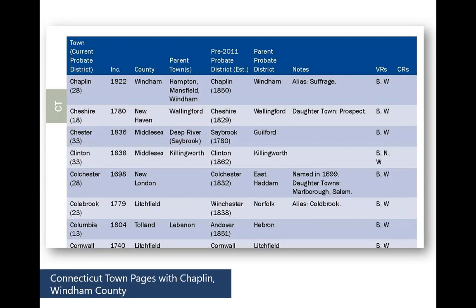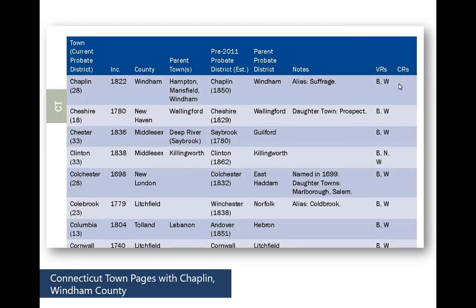Now, for the family history researcher, this means that if your ancestors settled in the Chaplin area before its incorporation date, say around 1800, then the records you seek may be in Hampton, Mansfield, or Windham, not in Chaplin, because it didn't exist at that time. It all depends on the precise location of your family farm. We also see that the town was known as Suffrage at some point in its existence.